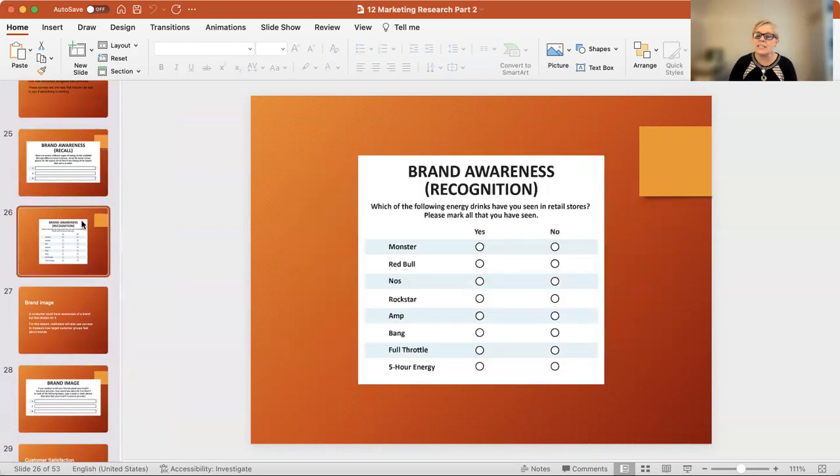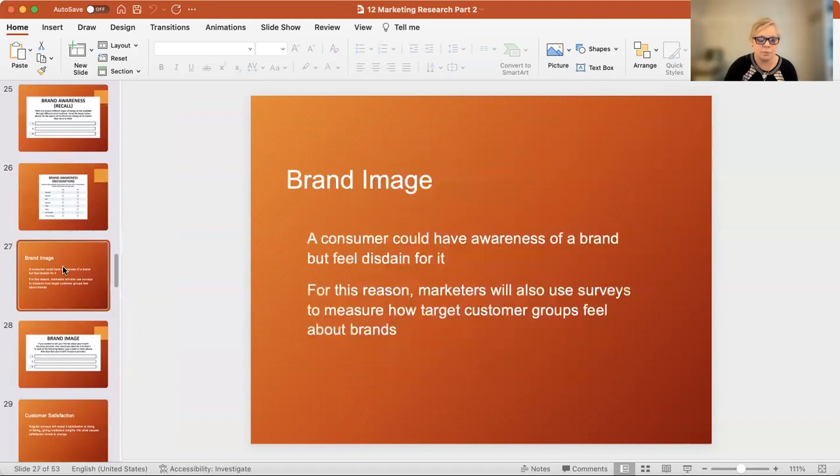Brand awareness is also recognition. Once we've determined what your unprompted recall is, we'll narrow it into something like recognition. Do you recognize these or not? Do you know what these brands are?